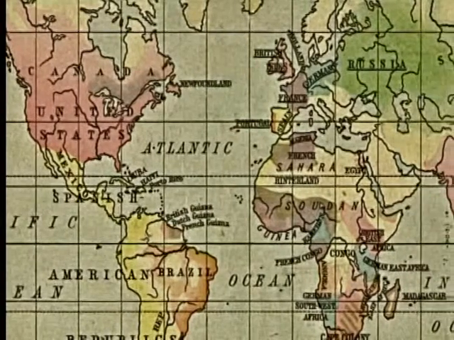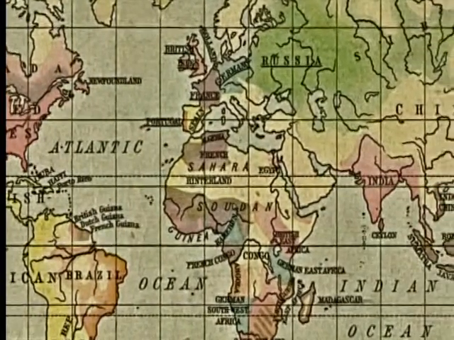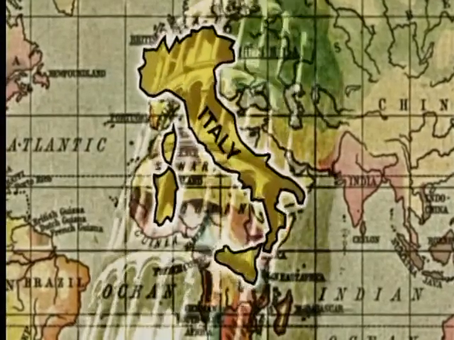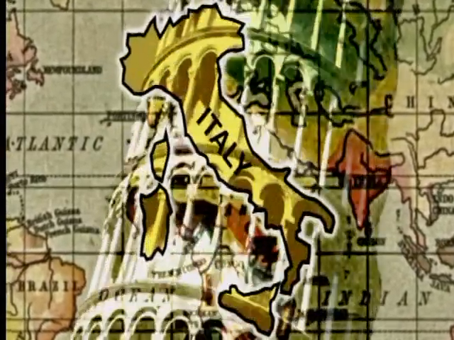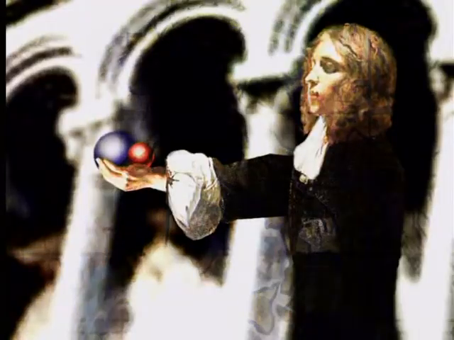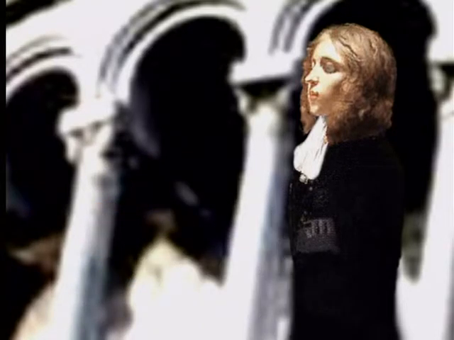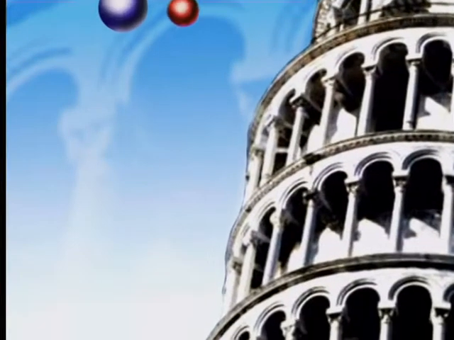Galileo lived near a town called Pisa in Italy. This town has a very famous tower. It is famous because it's leaning to one side. Actually, it's slowly falling over. Legend has it that Galileo dropped balls of different mass from the top of the Tower of Pisa to see if there were differences in how fast they fell.